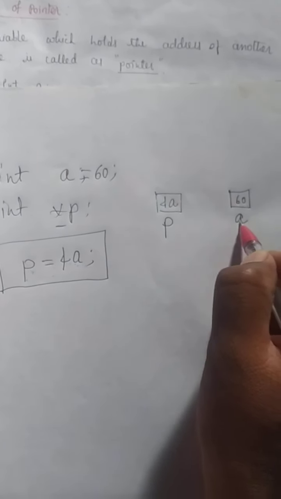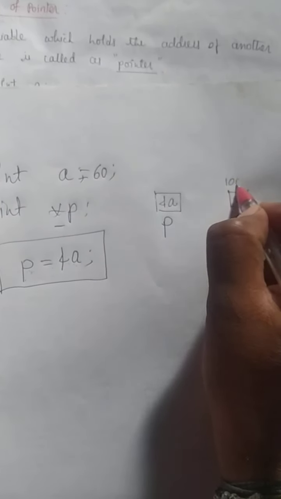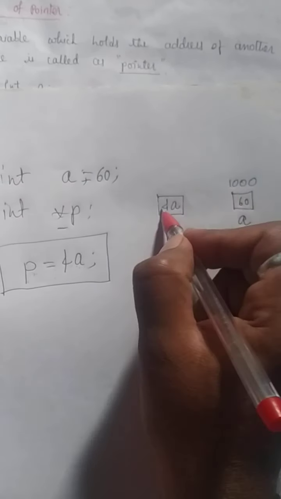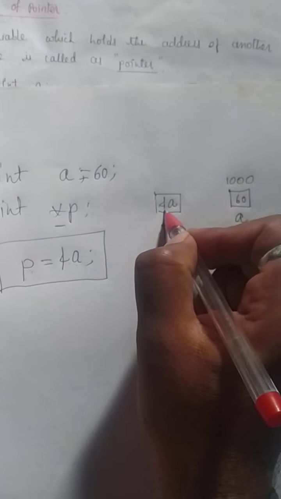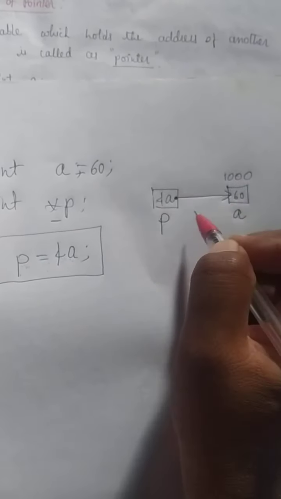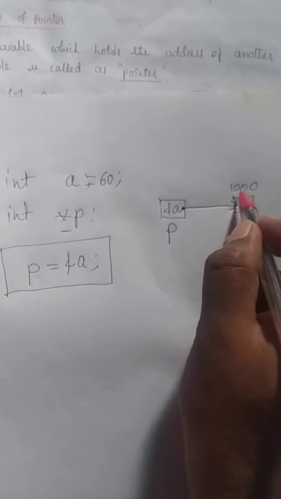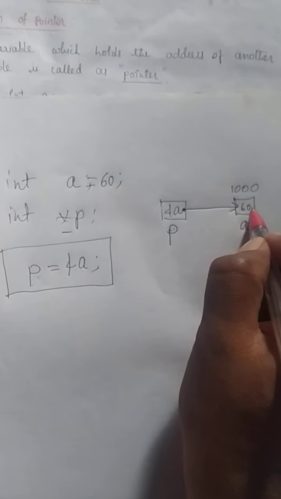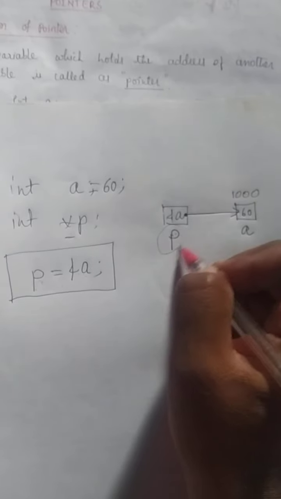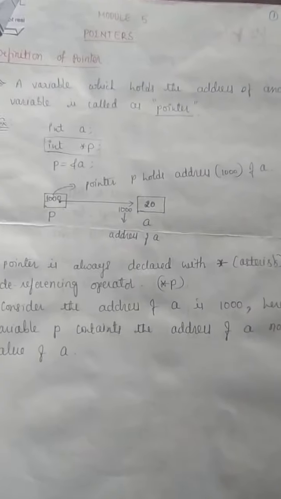See, the content of this a is 60, but the address of a will be, assume 1000 is the address of a. So the pointer holds this address. It means this p is pointing to this location. So once p has the address, it can access the value which is located at that address. That is the use of pointers. Okay, so this is the pointer definition.